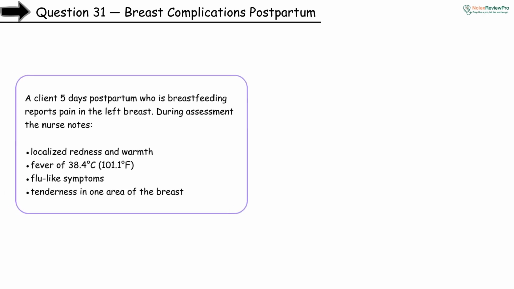Question 31. Multiple choice. All right, let's break this down. We have a client who is 5 days postpartum and breastfeeding. She reports pain in the left breast. And on assessment, the nurse notes localized redness and warmth, fever of 38.4 degrees Celsius, flu-like symptoms, tenderness in one area of the breast. And the question is asking, which condition should the nurse suspect?